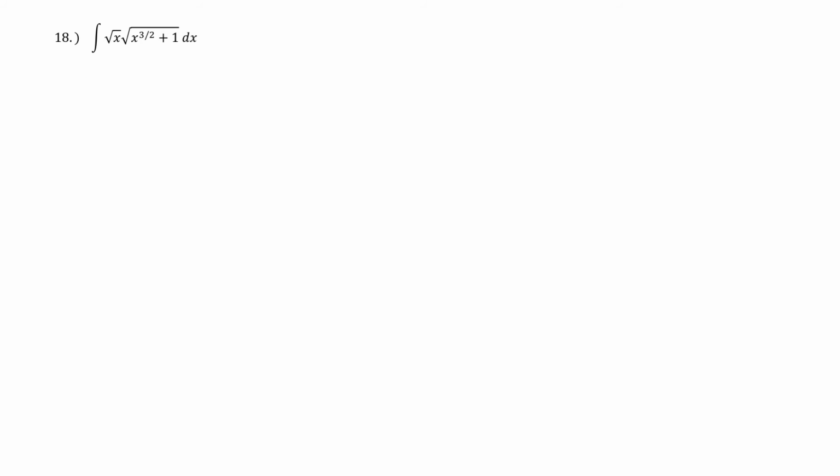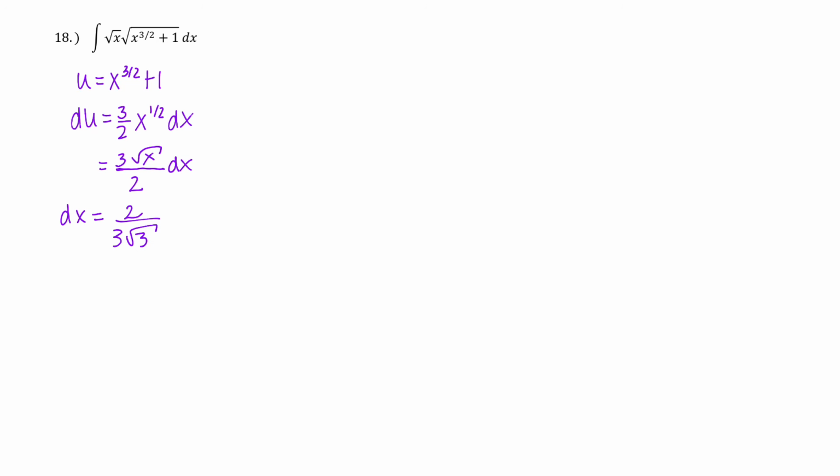All right, number 18. So once again, if you have a lot of stuff inside of a radical, typically it's a u sub, and typically the inside of the radical is going to be u. So I'm going to let u equal x to the 3/2 plus 1. My du is going to be 3/2 x to the 1/2 dx, which I am going to rewrite. This is 3 square root x over 2 dx. So when you go to solve for dx, it's just that flipped upside down. So 2 over 3 root x du.